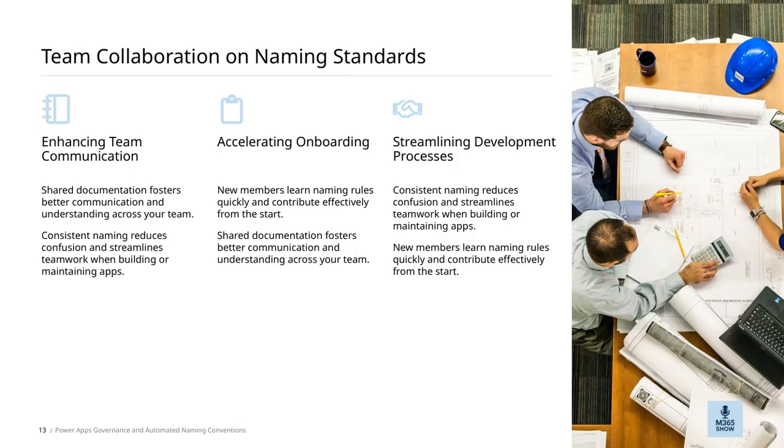Let's talk about the importance of team collaboration when it comes to naming standards. Consistent naming conventions really help reduce confusion and make teamwork much smoother, especially when building or maintaining apps. When everyone follows the same rules, it's much easier to understand what's what, even as projects grow more complex. This consistency also means that new team members can quickly learn the naming rules and start contributing effectively right from the start. It's all about making onboarding faster and more efficient.